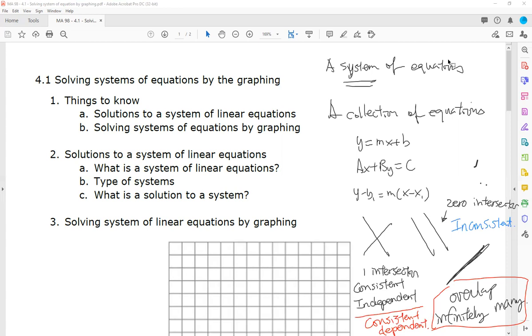All right. And the last part, what is a solution to a system? The way we define the solution to a system is the points where the two lines share. So that basically means a solution to a system is the point of intersection. All right, so let's go ahead and do some graphing.